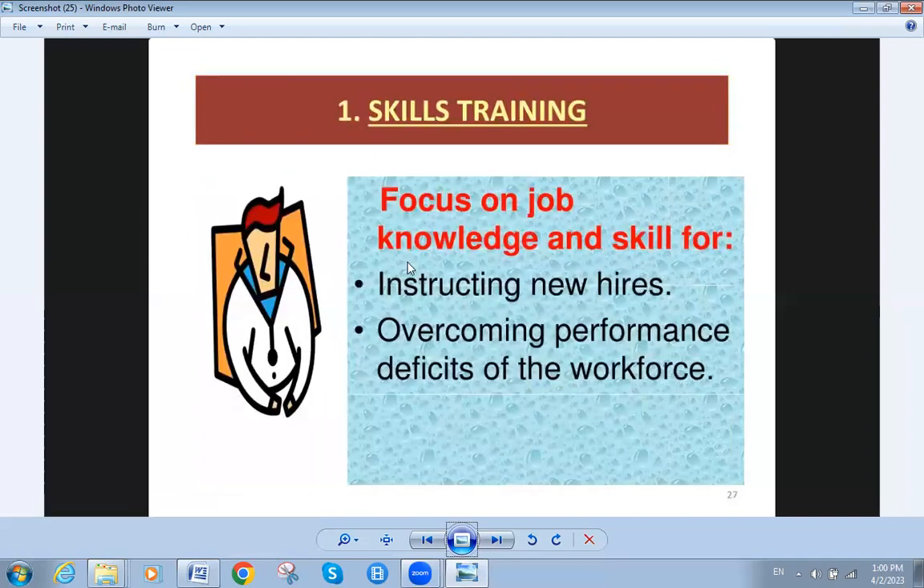Skill training focuses on job knowledge and skills for instructing new hires and overcoming performance deficits of the workforce. If there is any problem regarding workforce performance, where they are not good at some point, we do skill training for them. Again, skill training focuses on job knowledge and skills for instructing new hires and overcoming performance deficits of the workforce.